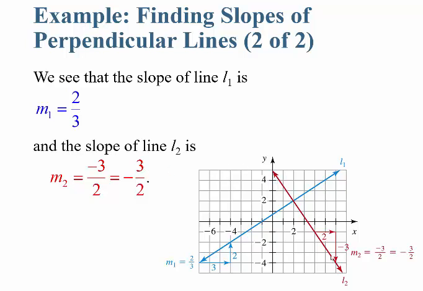Now looking at L2, let's pick a point on the line here. The rise is -3, so I'd go down 1, 2, 3, and then I'd run 2, 1, 2. So the slope here is -3/2. Check this out. The lines are perpendicular, but the slope of this one is 2/3. The perpendicular line's slope looks like the flip of this. So it goes from 2/3 to 3/2. This was positive and this is negative.